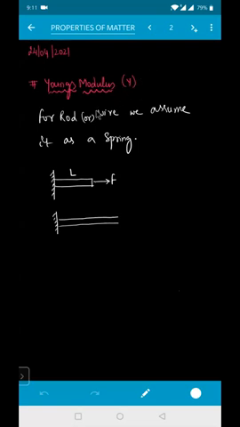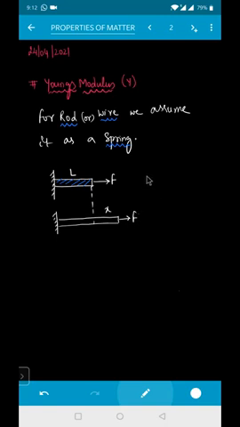Yes, sir. In this topic, we will be assuming the rod or the wire as a spring. Let's say, for example, this is the first rod on which you are applying the force of capital F. When you apply such a force, there will be an extension in the wire. This is the original length, this will be the extension, and this is by your applied force, capital F.